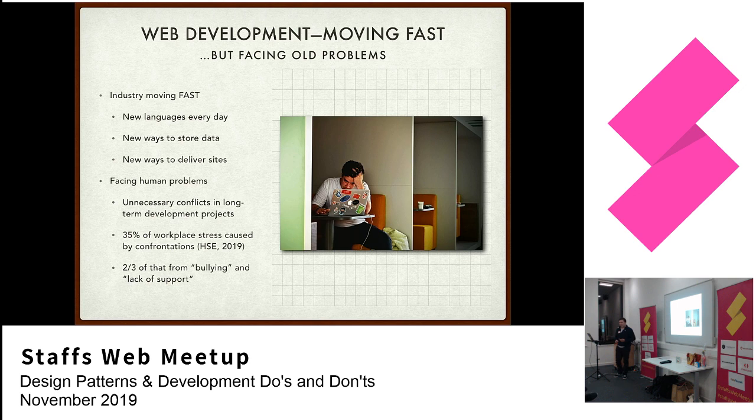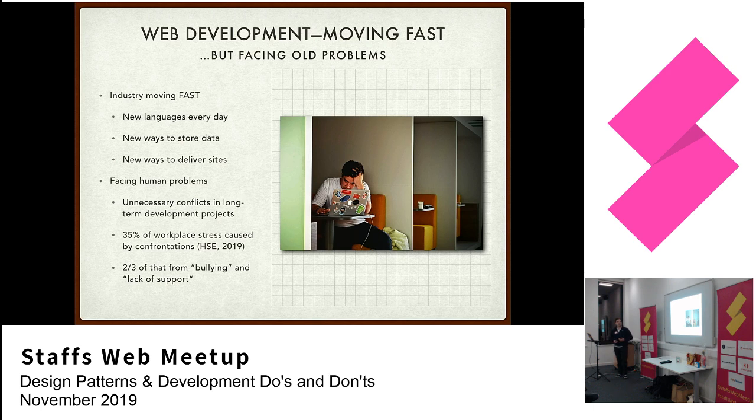We're finding that rather than the work itself being the most stressful part, even though it's moving so fast, it's our mutual misunderstandings with other people during those projects that are causing us the most personal stress. So unnecessary conflicts in long-term development projects is the sort of problem I'm going to try and talk about in this talk.